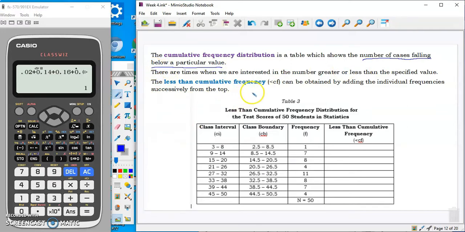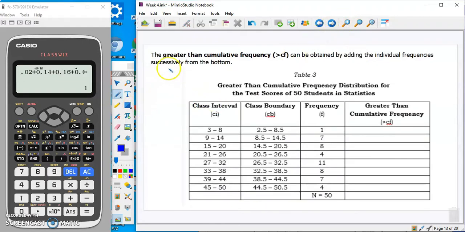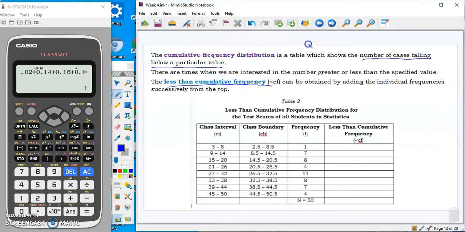There are times when we are interested in the number of cases greater or less than a specified value in our table. So that has something to do with the less than cumulative frequency or the greater than cumulative frequency. There's another one. We call it the greater than cumulative frequency. Now, what's the difference between them? They are both cumulative frequency because they are both number of cases falling below or above.